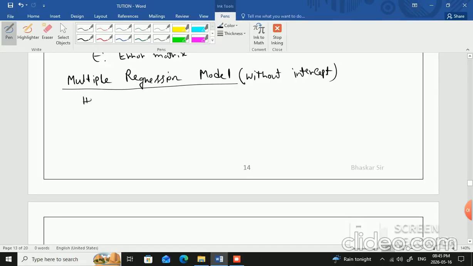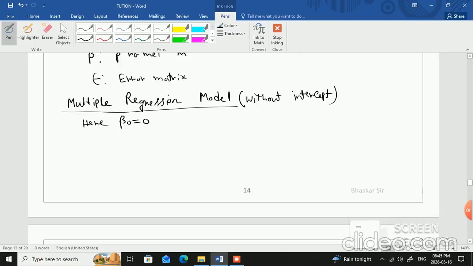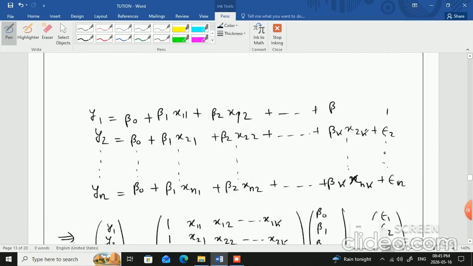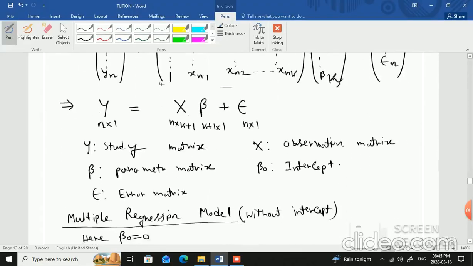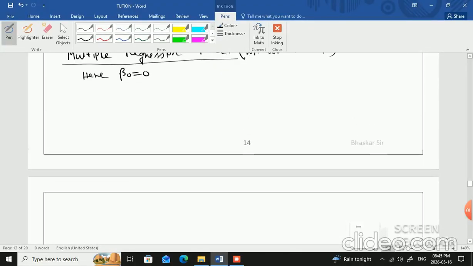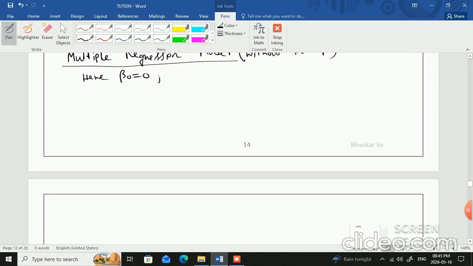Here beta naught equal to 0, and the model is the same. Beta naught equal to 0, then y equal to beta 1 x1, beta 2 x2, ..., beta k xk plus epsilon.